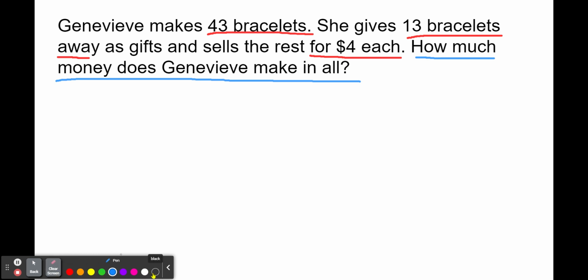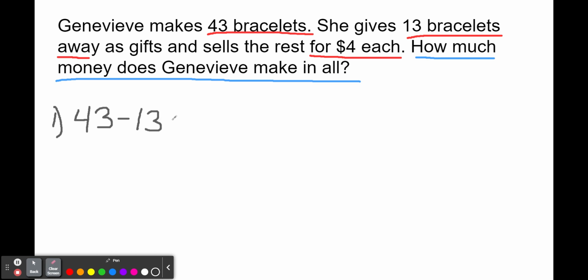So let's start with step one. Step one is, we know that she had 43 bracelets, but she gives away 13 bracelets. So those 13 bracelets she's not selling. So she is going to take away those 13 bracelets. We're going to subtract 13 bracelets from 43.